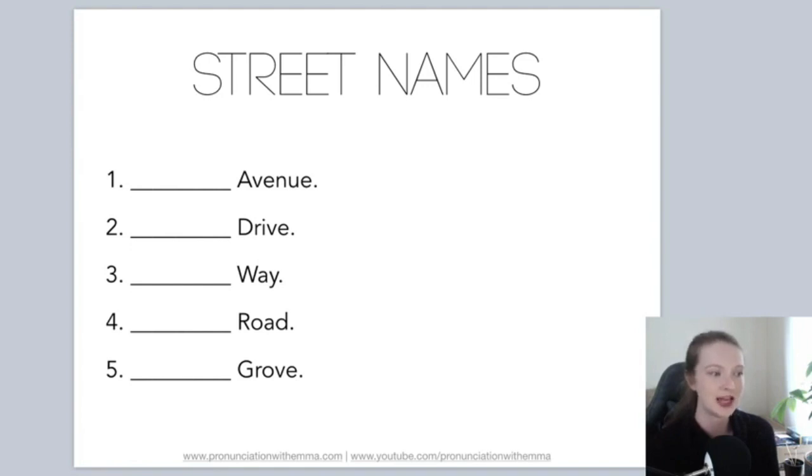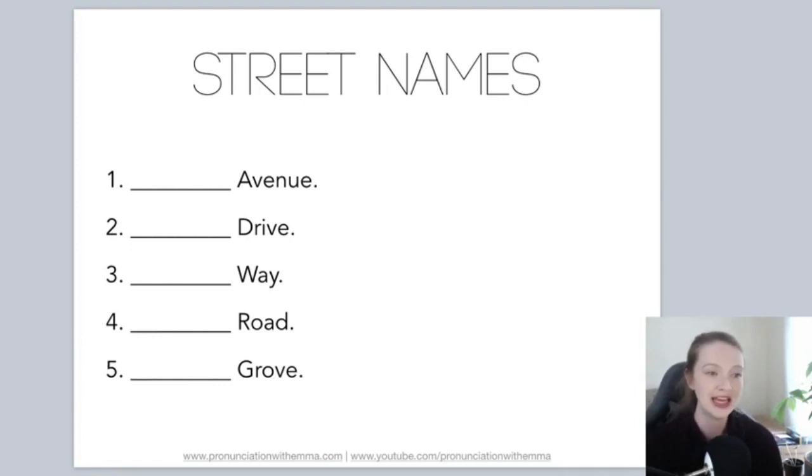Number two, Eastley Drive. Eastleigh. Drive. Eastley Drive. Eastleigh. Number three, Alton Way. Alton. Alton Way. A-L-T-O-N.